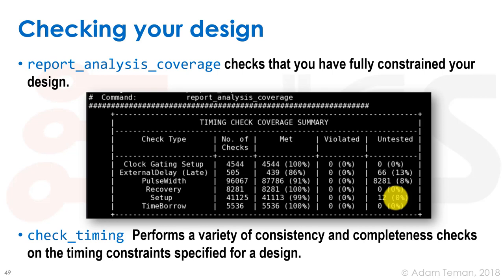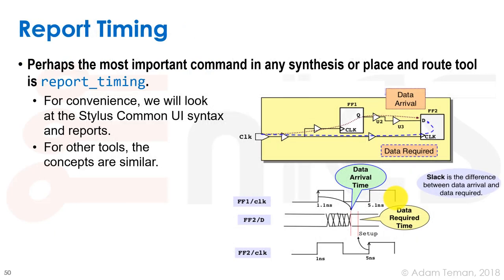We can use the check timing command to perform a variety of consistency and completeness checks on the timing constraints for a specific design. We should really check if there are unconstrained paths, if we understand what they all are and why. That can often point us to something like some sort of flip-flop that doesn't get a clock, and then it's not checked at all. The most important command probably that we have in all of our tools is the report timing command.